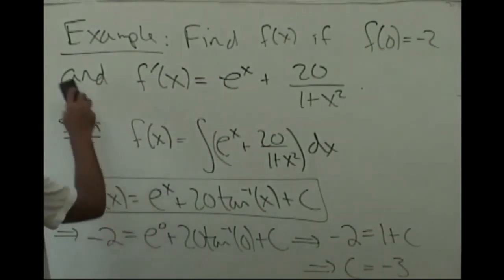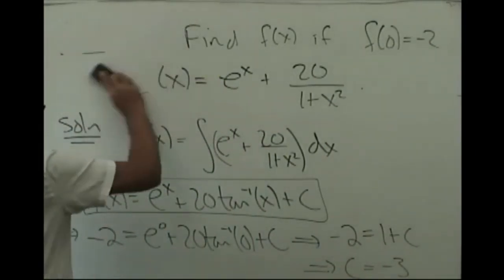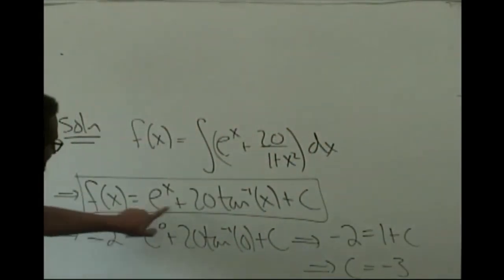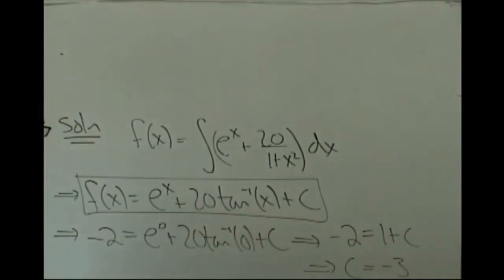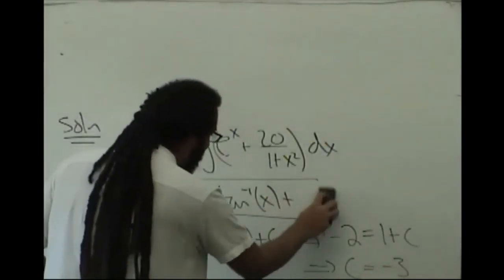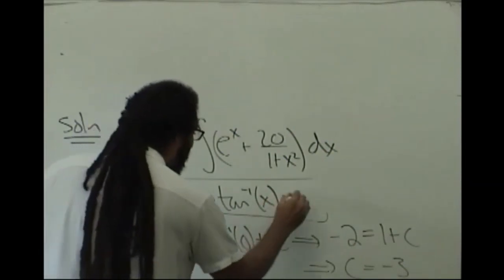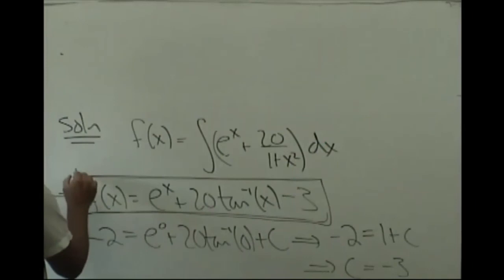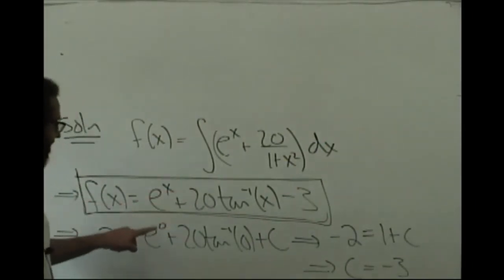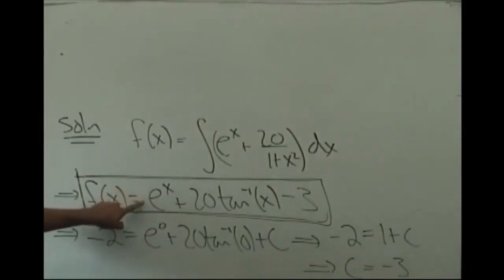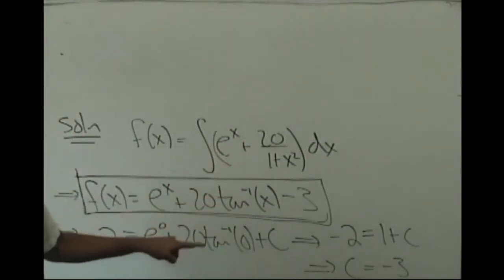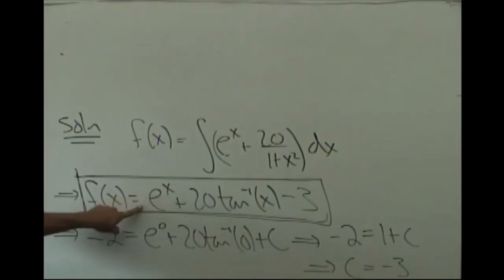And so the function I'm looking for, it's just this thing, only replace c with negative 3. So actually I could just do this. So minus 3, and this would be a good final answer for a particular solution, right? This is a function whose derivative is e to the x plus 20 over 1 plus x squared. And when I plug in 0 into this function, I'm going to get a negative 2.